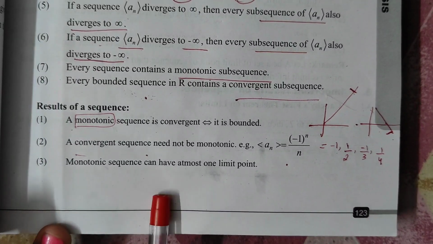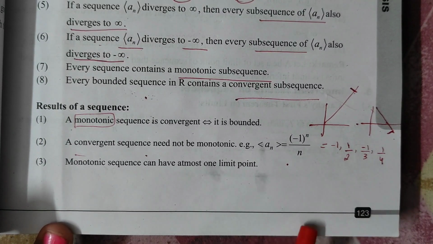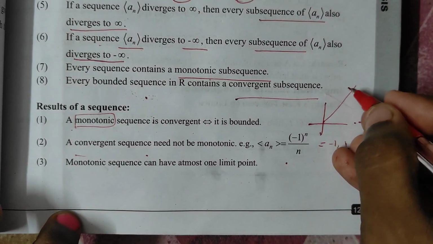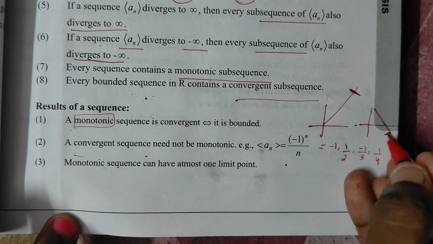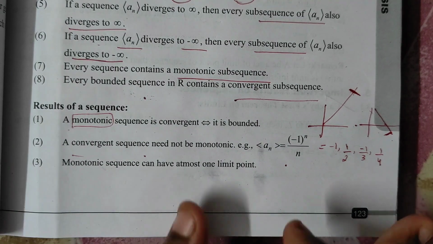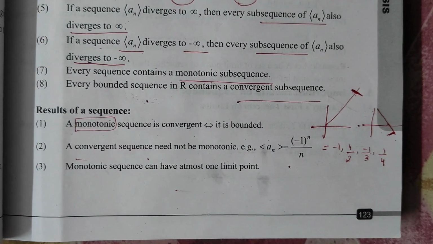Next, a monotonic sequence can have at most one limit point. I already told you a monotonic sequence has only one limit point. Here also, monotonic decreasing means it has at most one.